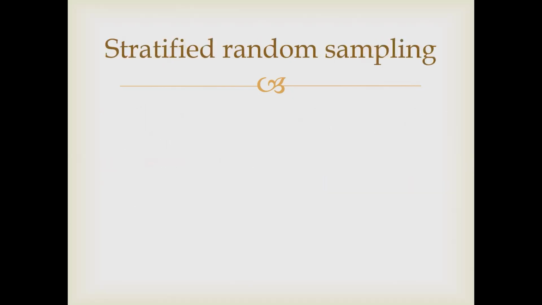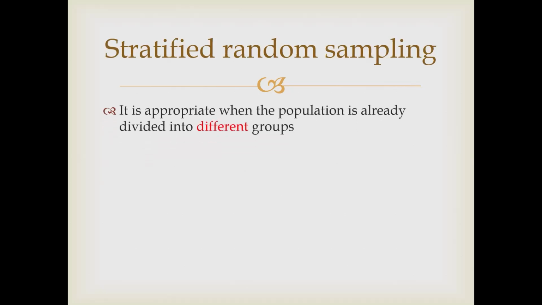Stratified random sampling means it is appropriate when the population is already divided into different groups. The population may consist of different groups. For example, supposing the study is about, let us say, bank employees, we have private banks and public sector banks. Two groups are already there in the population.